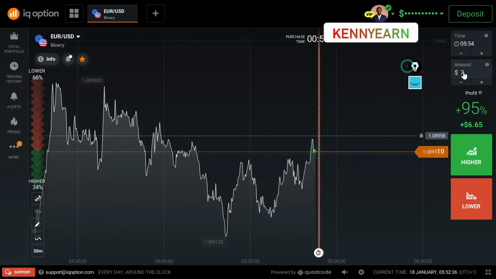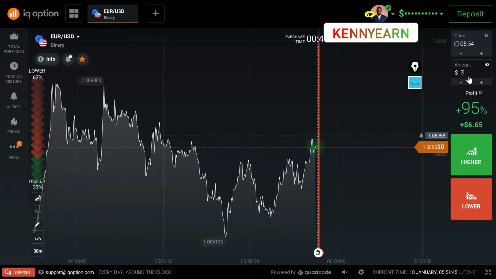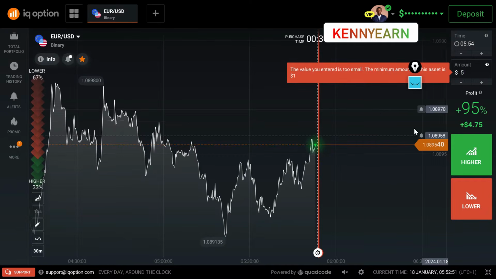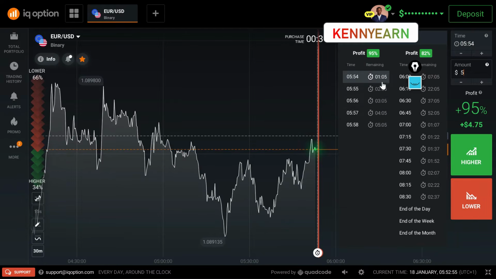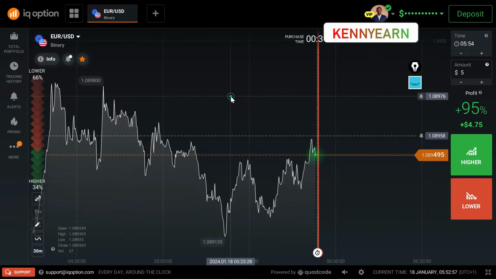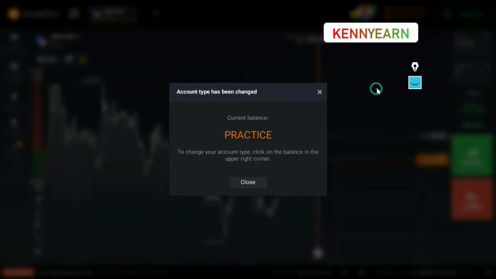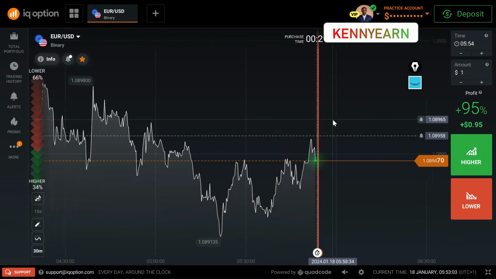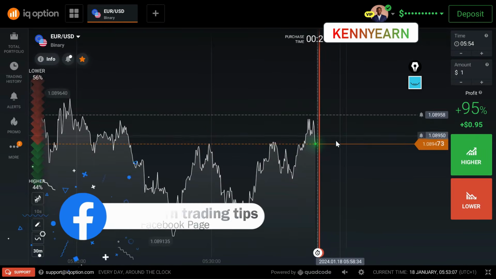So here is where you select balance. And here is where you select the amount. If you want to take any trade, you put an amount there, and here is where you select your time. You can trade for 1 minute, 2 minutes, 3 minutes, and all that. And here you can choose between practice account and real account.